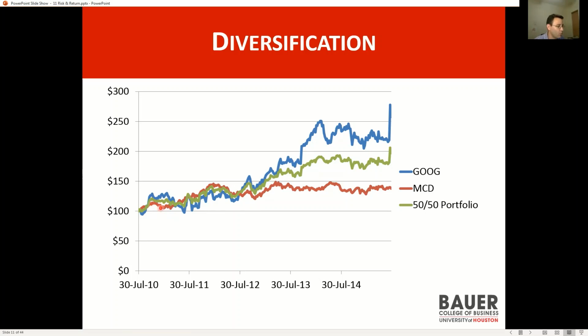You can also find cases where McDonald's is doing kind of poorly here in the end of 2010, but Google is doing fine. And so these idiosyncratic wiggles kind of cancel each other out. What we have left is this green line that smooths out all of those wiggles, except for the systematic risks.